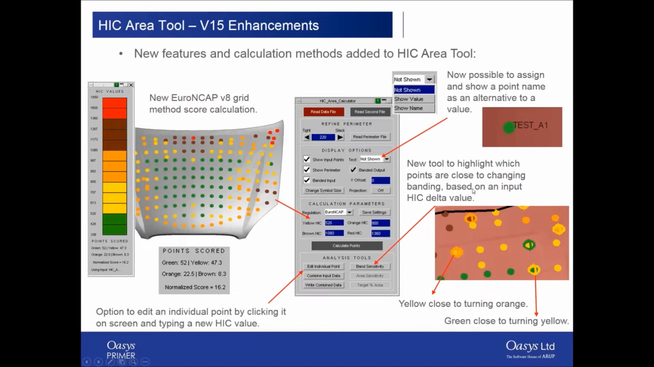And also we've added in the ability to turn on band sensitivity. So this will highlight any points that are close to changing banding. So changing from green to orange or orange to green or yellow to orange or so on.